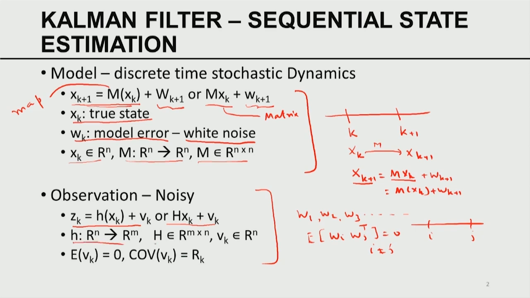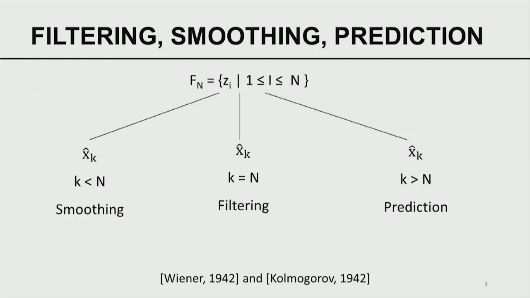H is a map, H is a matrix, mean of Vk is 0, covariance of Vk is Rk, and Vk is, again I should have said, Rm, sorry, Rm. So, Wk is the model noise, Wk belongs to Rn, Vk is the observation noise that belongs to Rm. Hope the description of the model and the observations are clear now.